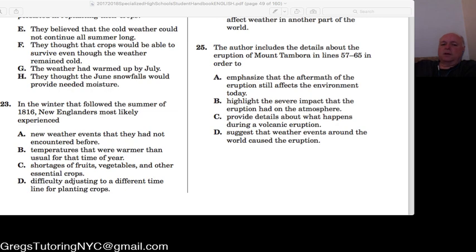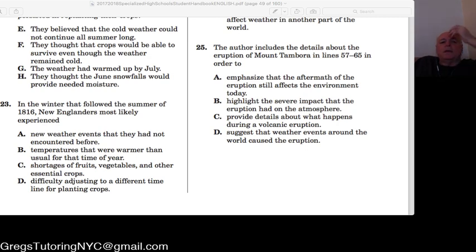And D, difficulty adjusting to a different timeline for planting crops. That's probably at the level of a double inference. It's probably true, and it's probably what happened, that as this winter kept elongating and the summer kept shortening and never really happened, they did have difficulty trying to figure that out. But at the end of the day, it doesn't sound like there was a timeline at all. So D is in there and not in there at the same time. I like to say something's in left field. It's not even in the playing game. It's kind of a weird statement.